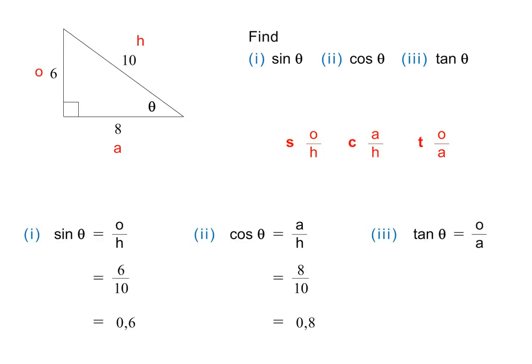In part 3, we are asked to find the ratio tan theta. First, we need to recall that tan is opposite over adjacent. Using the information on the triangle, this is 6 over 8, which gives an answer of 0,75. This completes the question. Click pause if you need more time to check the working.